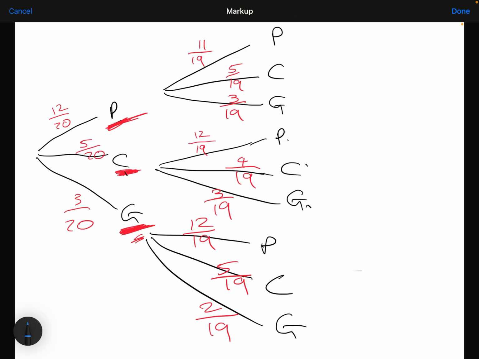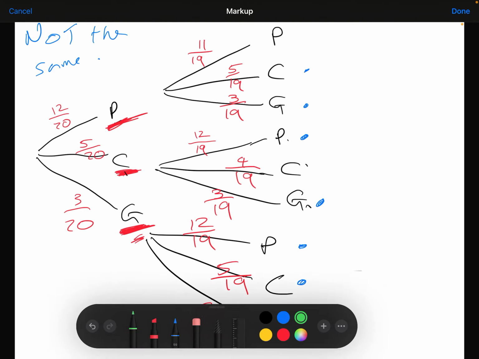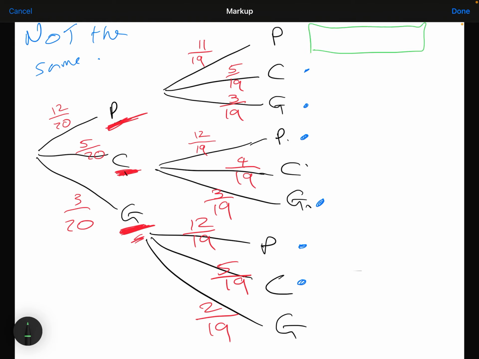I now want to work out the probability that the 2 biscuits were not the same type. So, not the same. That could be a plain biscuit and a chocolate biscuit, a plain biscuit and a ginger biscuit, a chocolate biscuit and a plain biscuit, a chocolate biscuit and a ginger biscuit, a ginger and a plain, or a ginger and a chocolate. Now that's quite a lot of stuff for me to work out. So instead of doing all of that, what I could do is work out the probability of a plain and a plain, work out the probability that they were the same, and then take that away from 1.